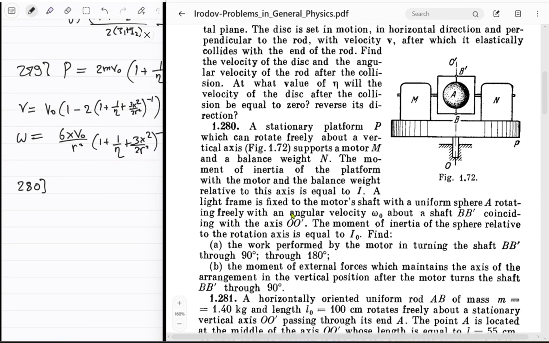A light frame is fixed to the motor's shaft. Light frame, what? Okay, with a uniform sphere, so this thing, right? BB dash, that's our frame. Uniform sphere A rotating freely with an angular velocity omega naught about a shaft BB dash, coinciding with the axis OO dash. The moment of inertia of the sphere related to the rotation axis is equal to I naught.